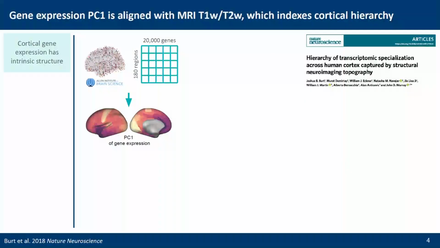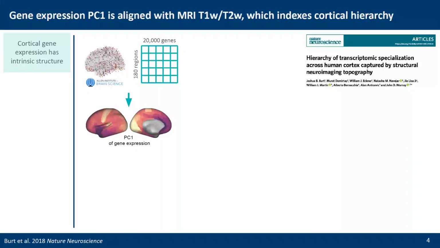Now, I'm not the first to ask this question. A few years ago, Josh Burt showed that if you just take the Allen Brain Atlas and put it into a parcellation so that you have a matrix of, say, 180 brain regions by 20,000 genes across the top, then the first principal component of this matrix is a smooth gradient across the brain.